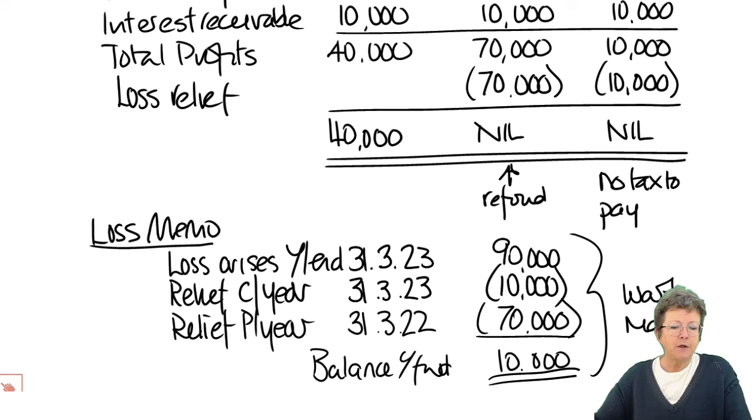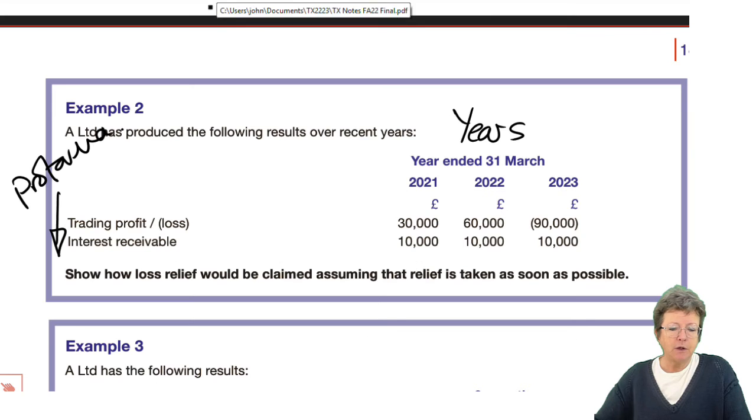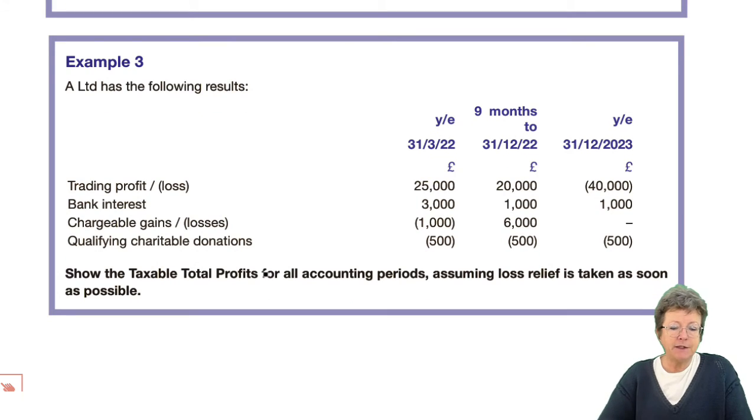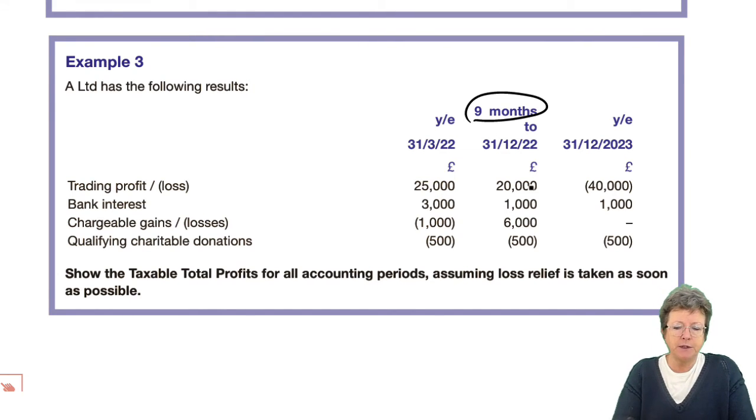Okay, so let's have a look at question number 3. A Limited has the following results. Bit of a spanner in the works here. We've got a 9-month period. Let's see what happens with that then. So we have a 9-month period in the middle of this computation. Make sure you copy that out correctly when you do.